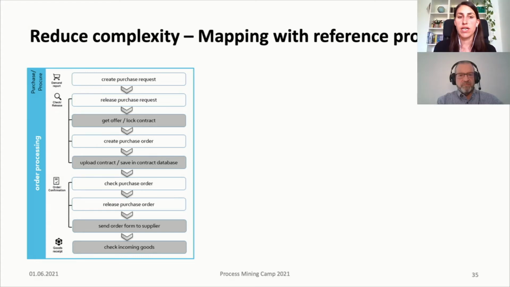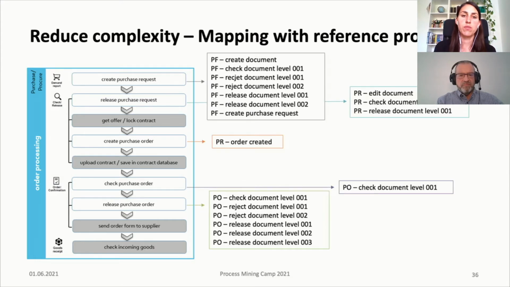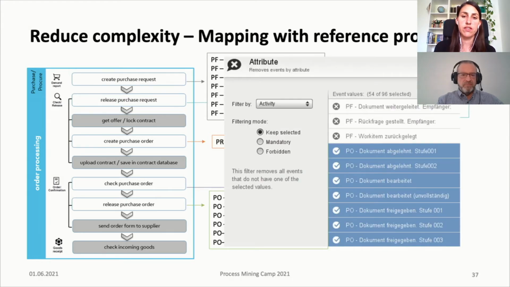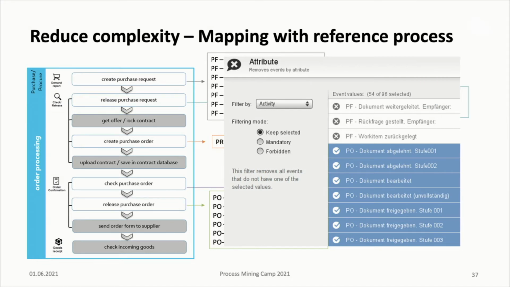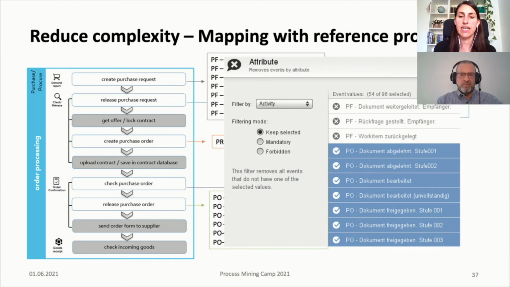So we went back to our essential activities and looked into the activities we had in the data set and tried to find again the connections, and then only include those activities in the analysis that are also part of our high-level reference process. For this, we used the DISCO filter, simply the attribute filter, where we picked each of those activities that corresponded to our reference process and excluded the other activities at this stage in order to reduce complexity.